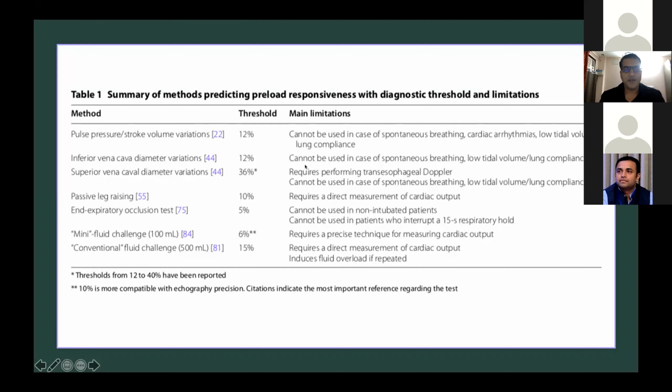Similar is the case with inferior vena cava diameter variations, that is, the collapsibility index and the distensibility index.